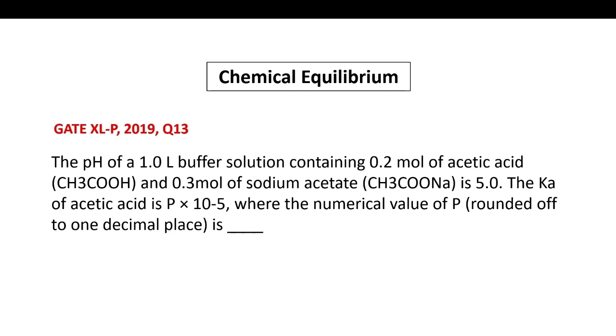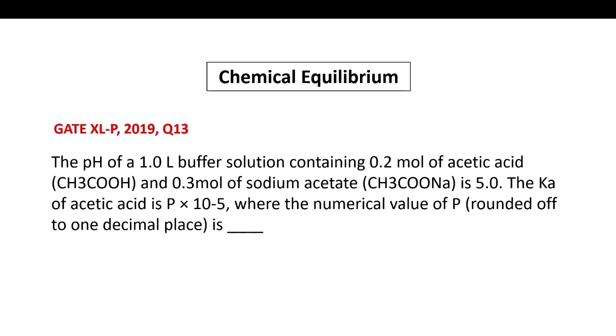So the question states: the pH of a 1 liter buffer solution containing 0.2 mole of acetic acid and 0.3 mole of sodium acetate is 5. The Ka of acetic acid is P into 10 to the power minus 5, where the numerical value of P rounded off to 1 decimal place is.